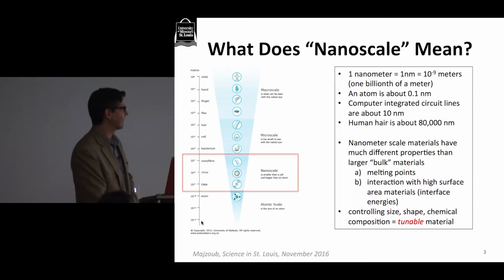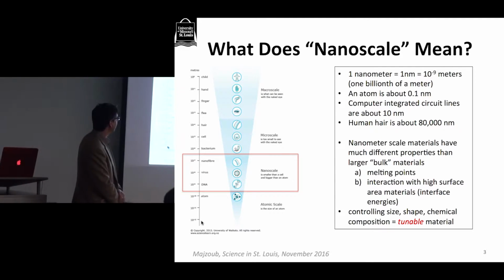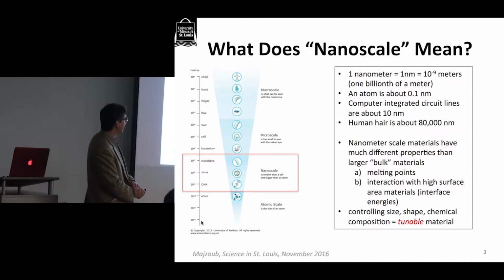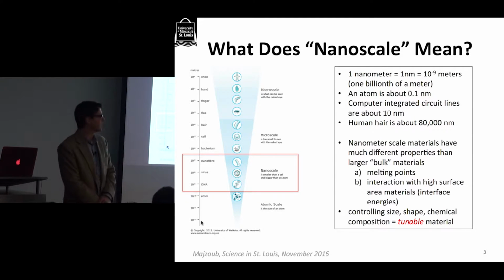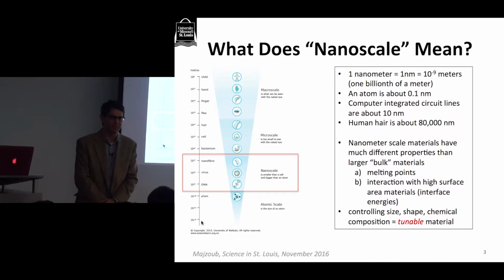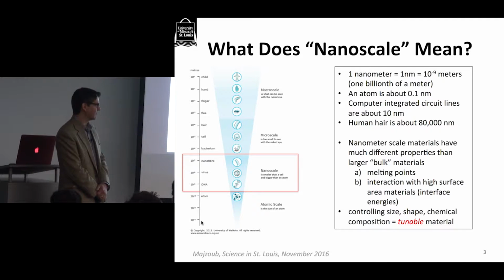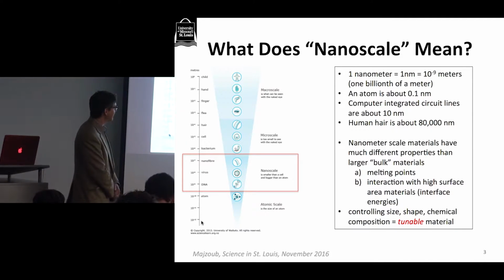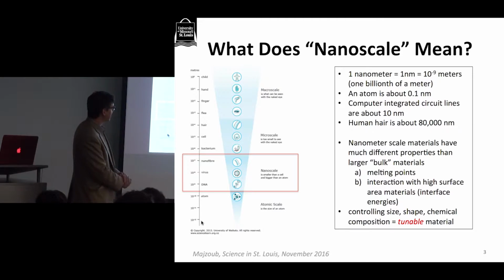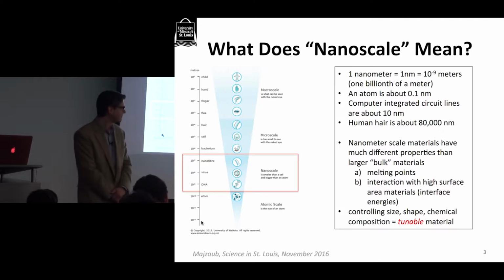Okay, so what does nanoscale mean? I'm sorry if it's hard to see the graph on the left here, but a nanometer is 10 to the minus 9 meters. It's a billionth of a meter. And an atom is about a tenth of a nanometer. So that's a very small object. Computer integrated circuit lines are about 10 nanometers. You may have heard this when people discuss their computer chips and what process Intel and AMD and those companies are using to prepare their chips. And to give you a comparison, a human hair is about 80,000 nanometers, so it's quite large on this scale.